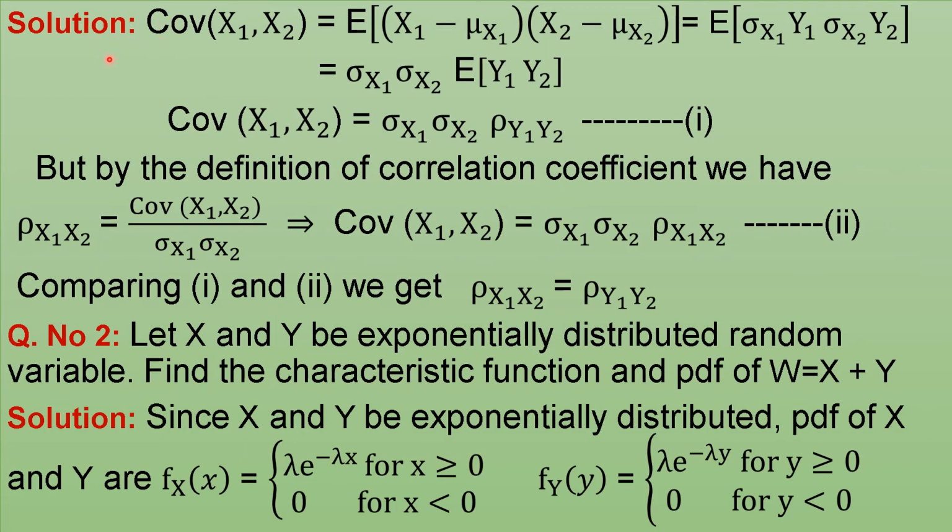By definition, the covariance of X1, X2 is equal to the expectation of (X1 minus mu X1) into (X2 minus mu X2). By the relation given in the question, X1 minus mu X1 means sigma X1 Y1, and X2 minus mu X2 means sigma X2 Y2. So it will be the expectation of sigma X1 Y1 into sigma X2 Y2. Here sigma X1 and sigma X2 are constants, kept as they are, into the expectation of Y1 Y2.